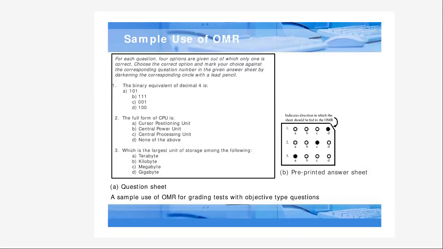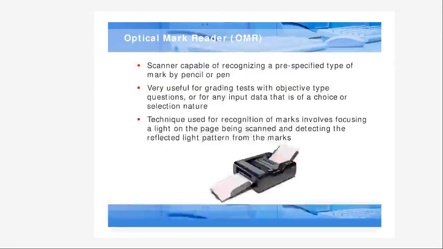जैसे 1 का आंसर क्या है? B है. So you use a pencil or a pen to round that, choose that option. सर्कल में जो है सर्कल को हम फिल करते हैं. So that is called your OMR sheet, which is detected by the computer. Fine.